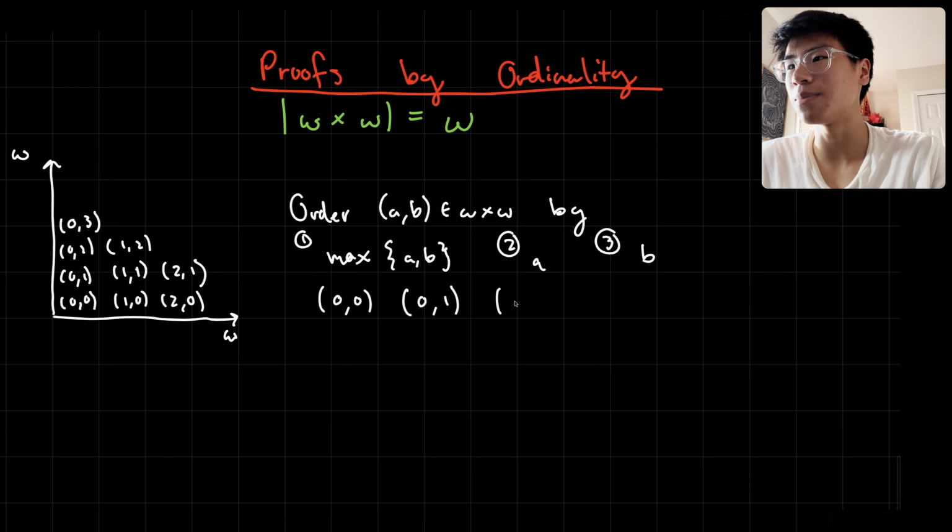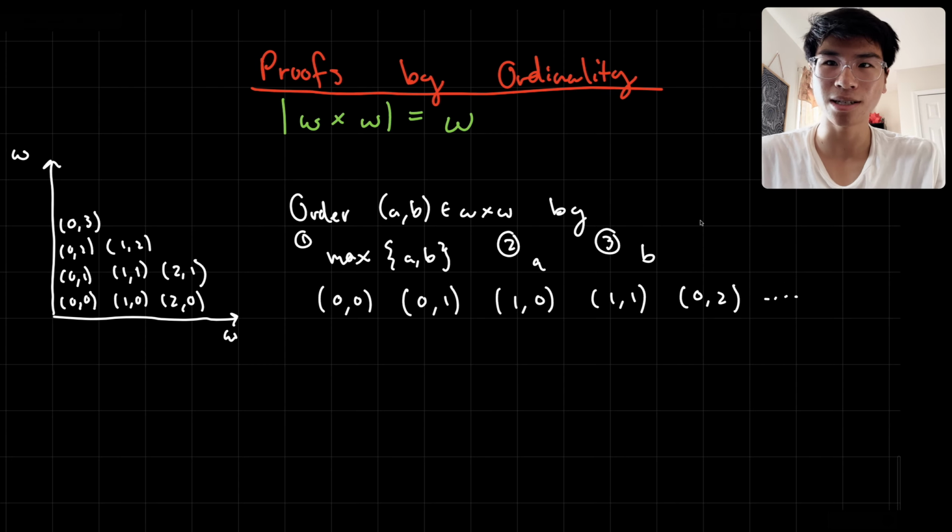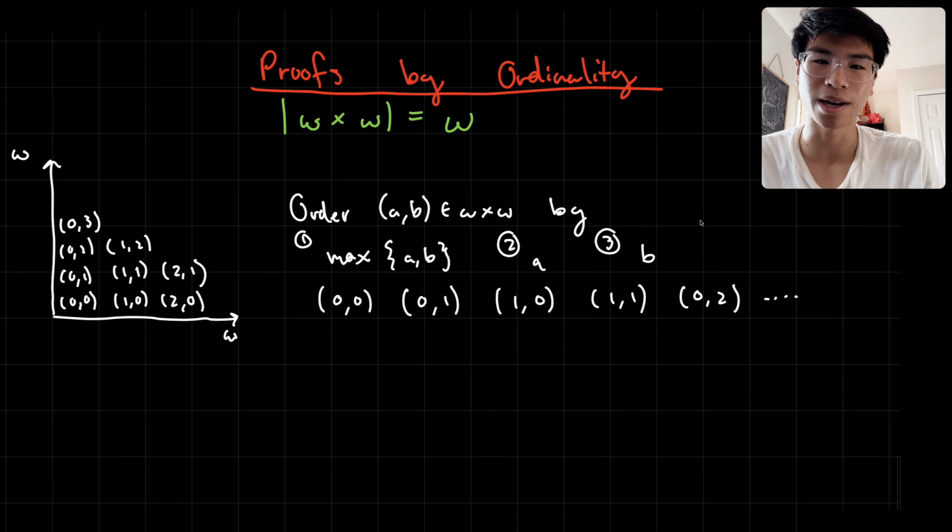The second element would be 1, 0. The third element would be 1, 1. The fourth element would be 0, 2, and so on. And you can see this ordering will eventually order all of omega crossed with omega.